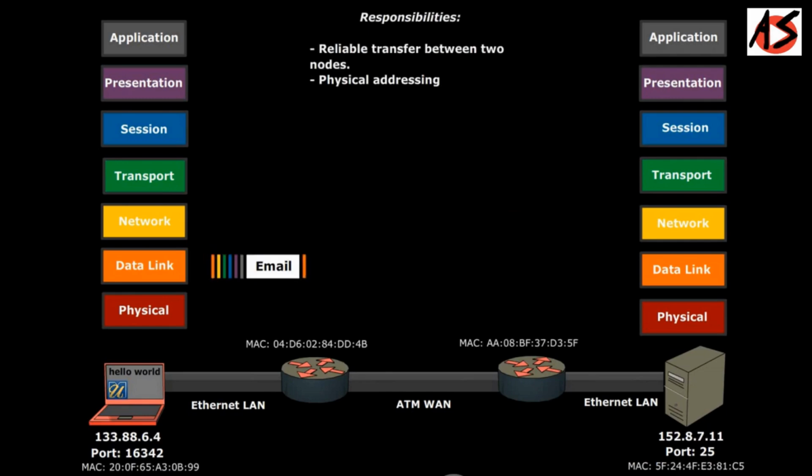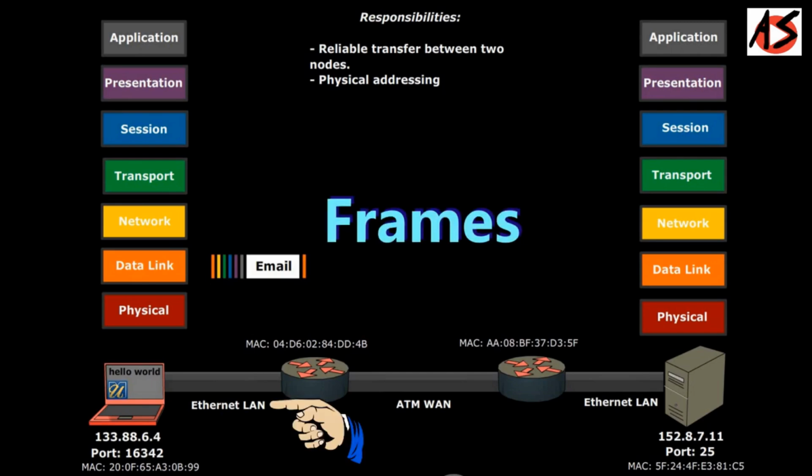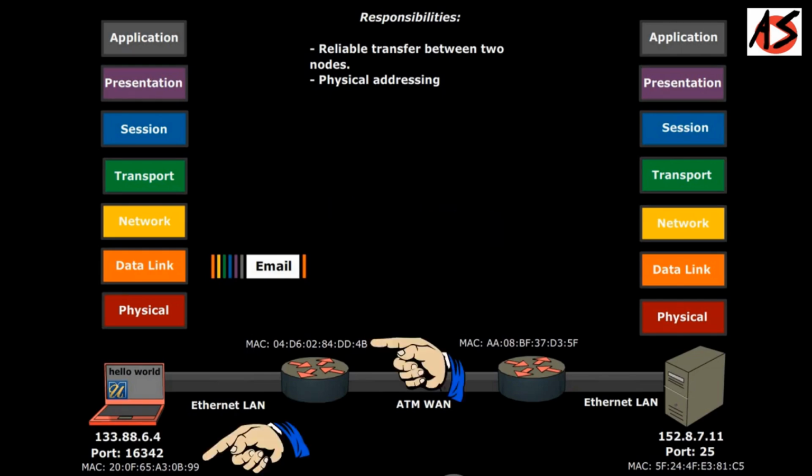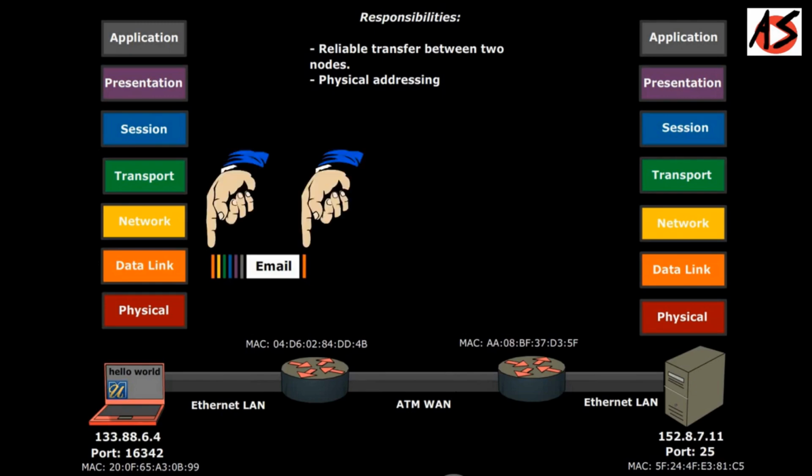Moving to the next, the data link layer. Your packets become frames for specific networks like Ethernet LAN. The data link layer is responsible for reliable transfer between two nodes based on the MAC address of the source node and the receiver node, that is the next connected router in our example. The data link layer adds some information in the header and trailer for error and flow control in addition to the MAC address.